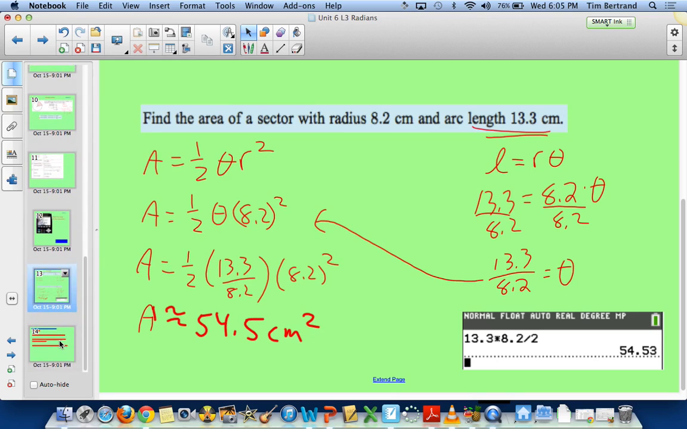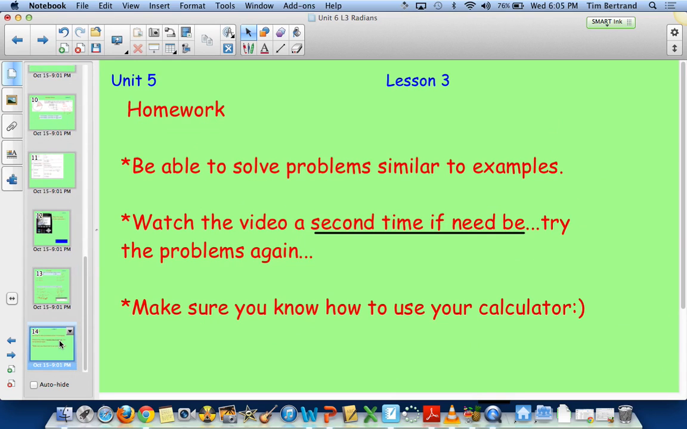Just one last piece of information. Hopefully at this point you can solve problems similar to the examples, which is the expectation for the next time we're in class. If you need to, watch the video a second time, rewind, listen to the explanations again, try the problems again, and make sure you know how to use your calculator. All right, that's it. See you guys soon in class.